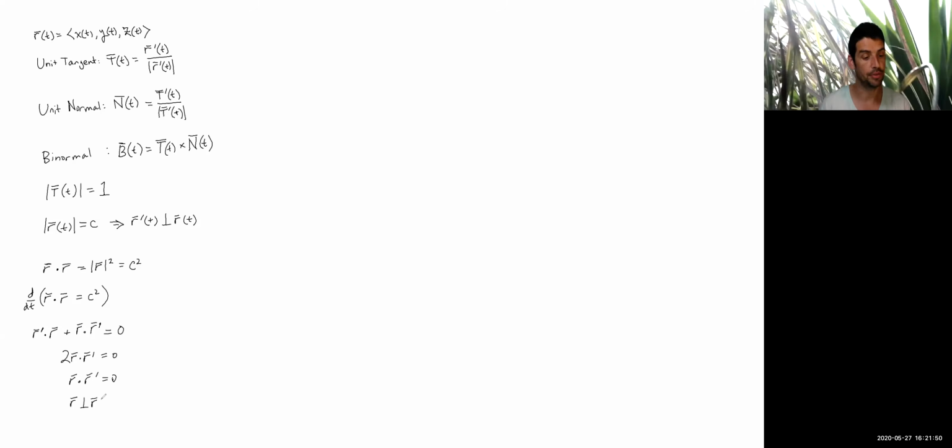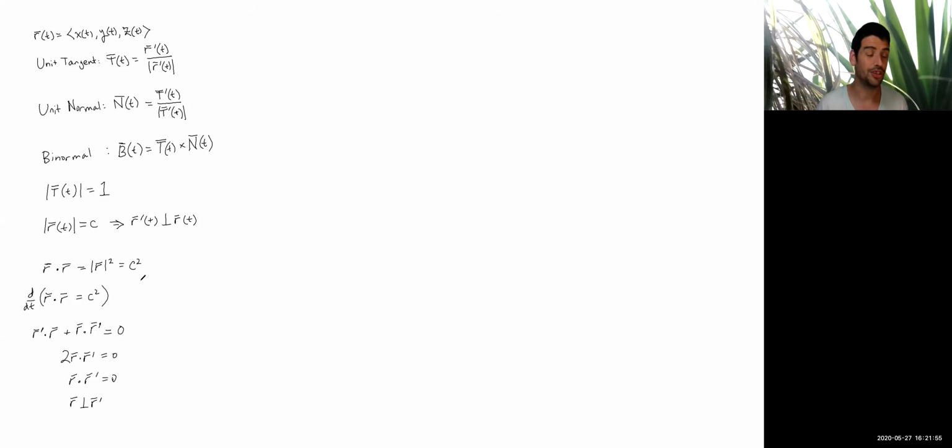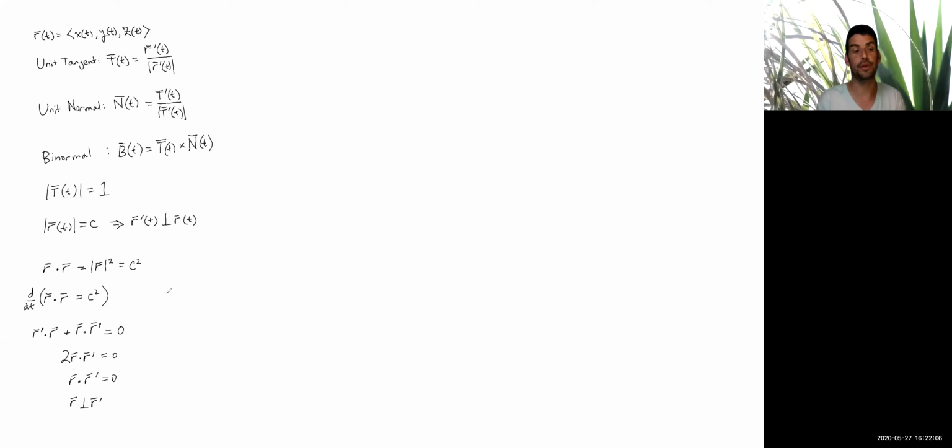is equal to 0, which of course we know means, since we're assuming r is not the 0 vector, this only happens when r is perpendicular to r prime, right? So anytime you have a vector function whose magnitude is constant, some positive, non-zero constant, its tangent vectors, r prime, will always be perpendicular, right? And the intuition, I think, is pretty straightforward.